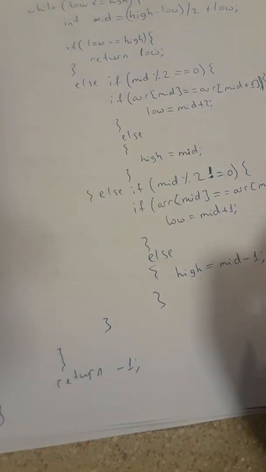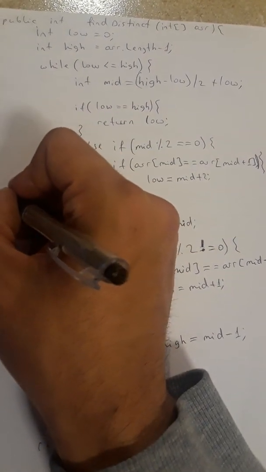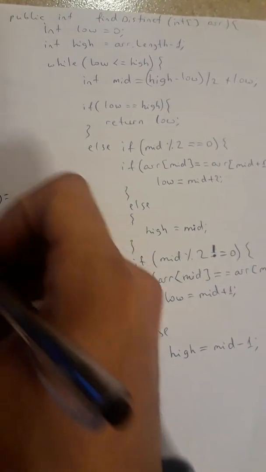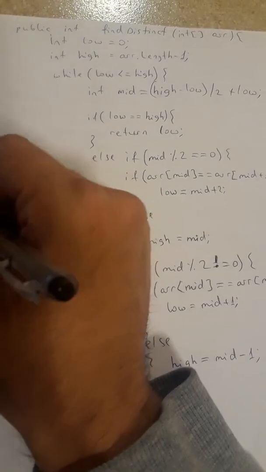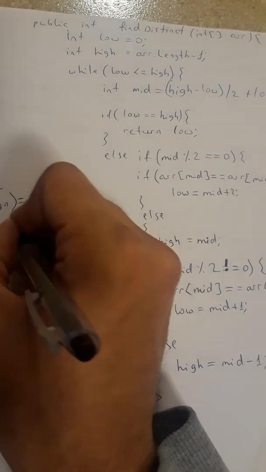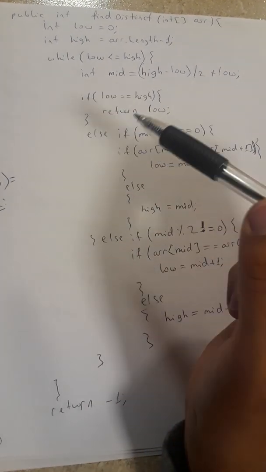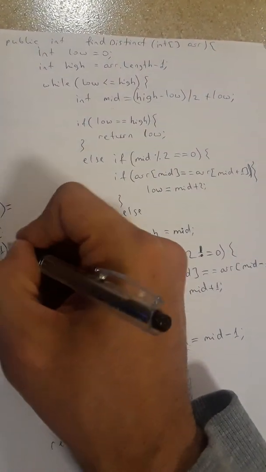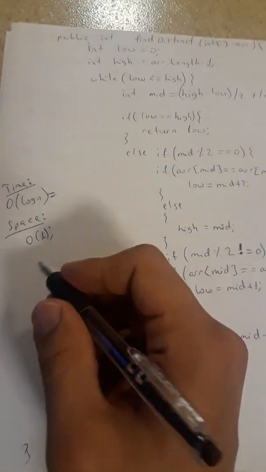So the time complexity of this approach is O(log n), and for the space complexity, we define just 2 pointers, and we also define one middle pointer, but all of them are constant values, and we're using the existing array, so we can say that the space complexity is O(1), constant.